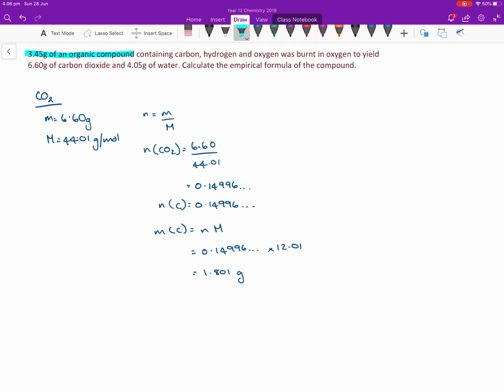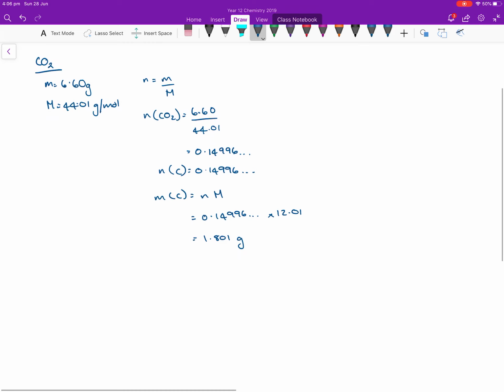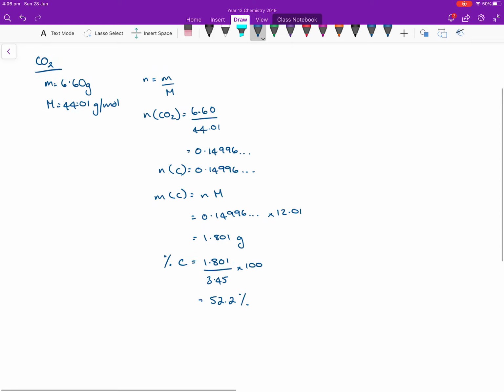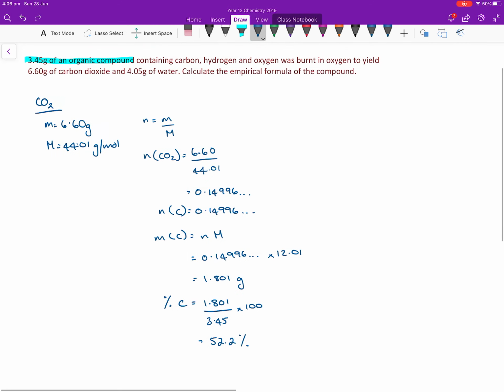Now that is the mass of carbon that was in the original compound. So we had 3.45 grams of our compound. And so the percentage of carbon is going to be 1.801 divided by 3.45 times 100, which gives us 52.2%. So we now know that 52.2% of the compound by mass is carbon.